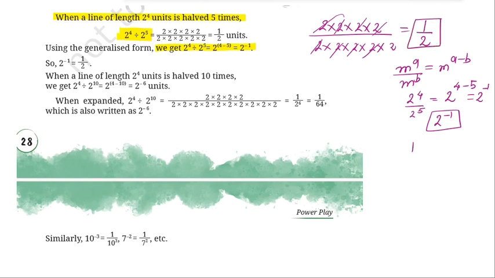So can we say 1/2 is equal to 2 to the power of minus 1? So when a line of length 2 to the power of 4 units is halved 10 times, we get 2 to the power of 4 divided by 2 to the power of 10, which is 2 to the power of 4 minus 10, which is 2 to the power of minus 6 units.